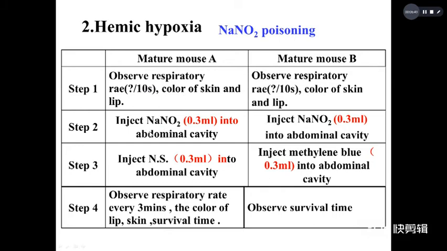Now the next, inject about 0.3 milliliter of sodium nitrate into the abdominal cavity. Then inject normal saline into the abdominal cavity. So animal A first gets sodium nitrate, and next normal saline. Does normal saline have a function or no function? No function.